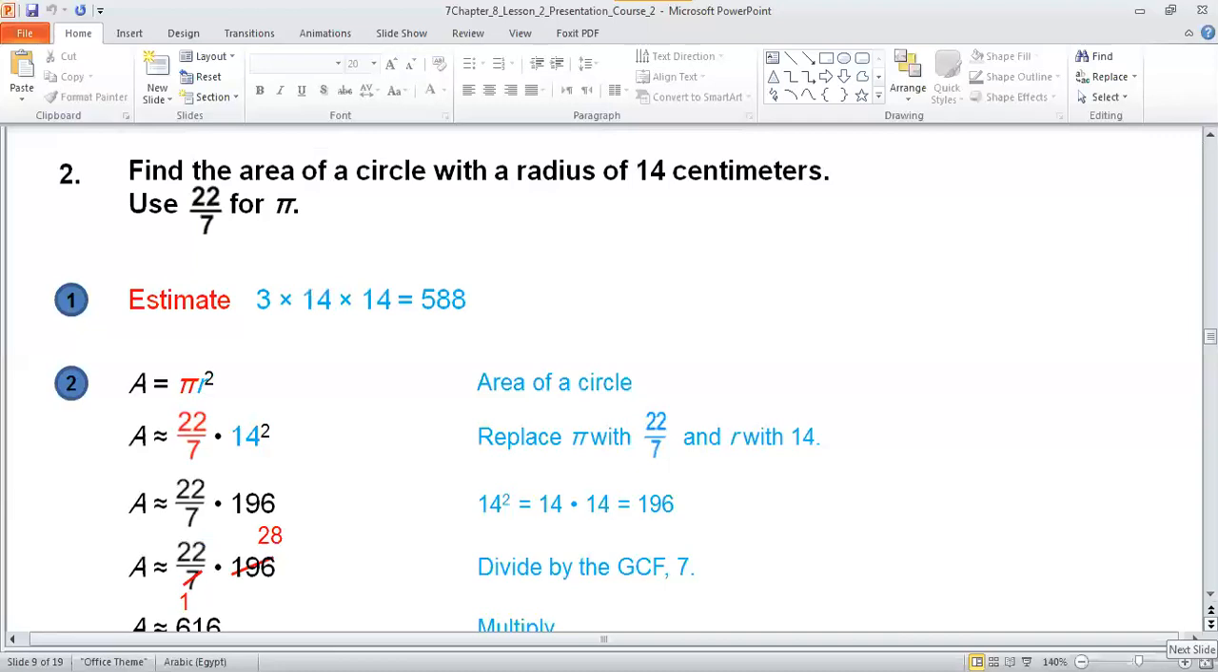The next example. Read the question, please. Find the area of a circle with a radius of 14 centimeters. Use 22/7 for pi. So he used a different number here. We said in the 2 previous examples, pi is what, Faisal? 3.14, right?